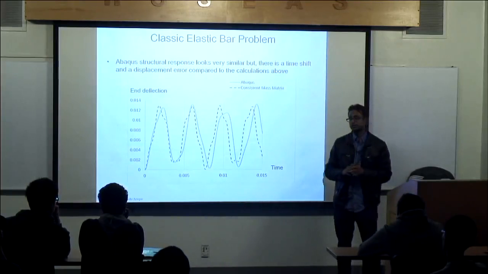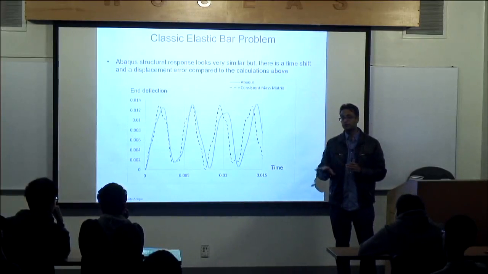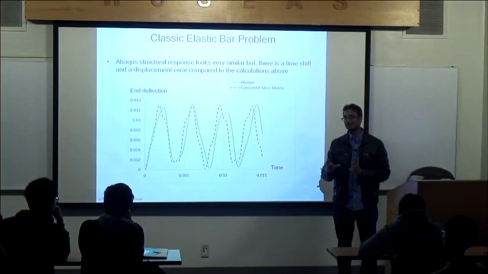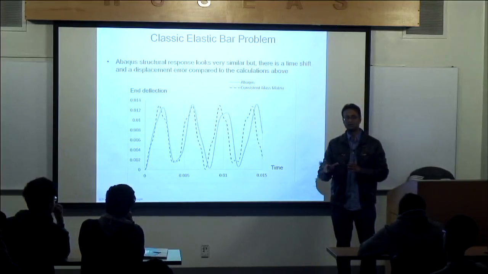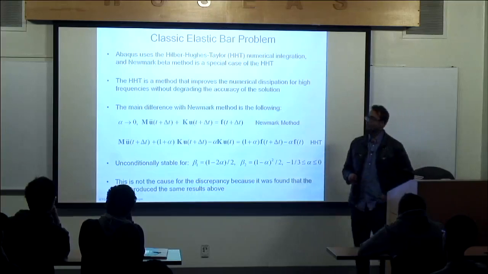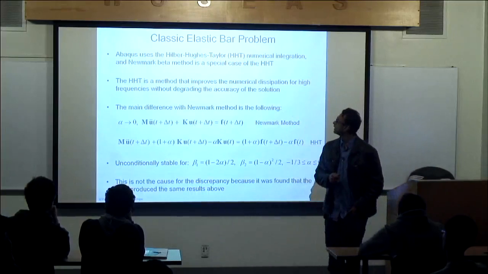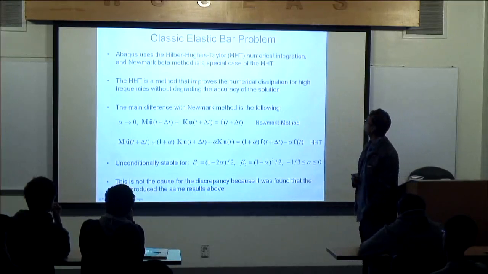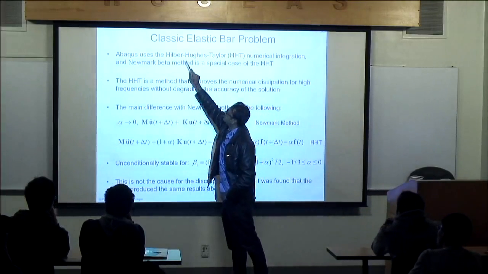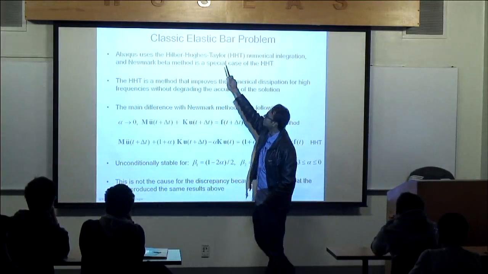Maybe Abacus is using a different time integration scheme, which would be surprising to me because I thought it's using basically the Newmark beta method, but maybe a little more advanced method, which is not really quite more advanced. It's basically the same thing. So let's explore that. Abacus uses something called the Hilbert-Hughes-Taylor method. It's called the HHT alpha method, and the Newmark beta method is just a special case of HHT.